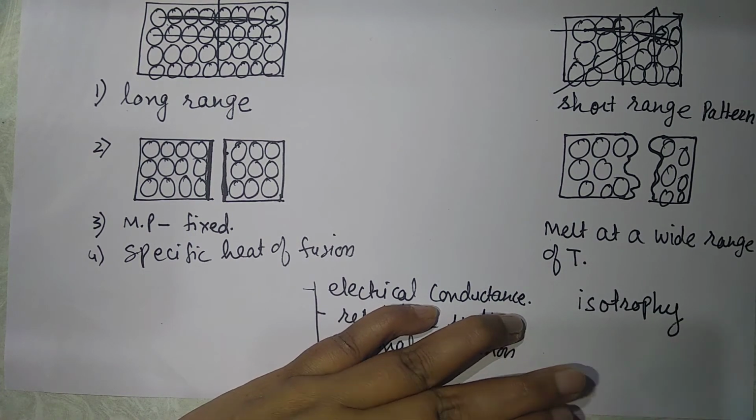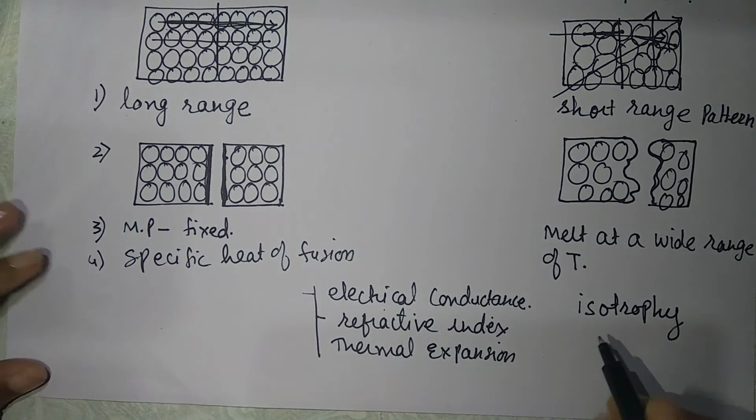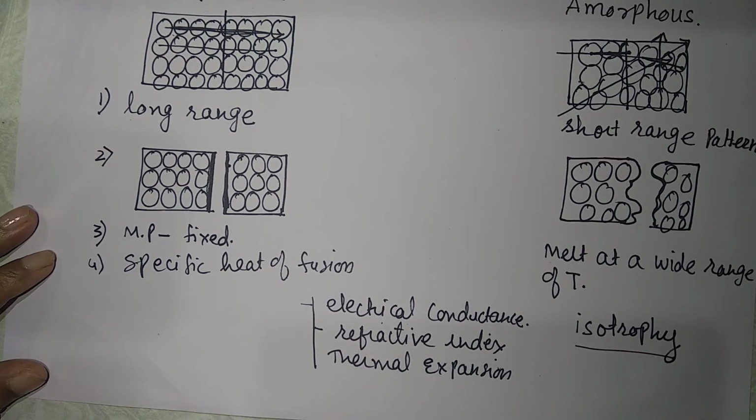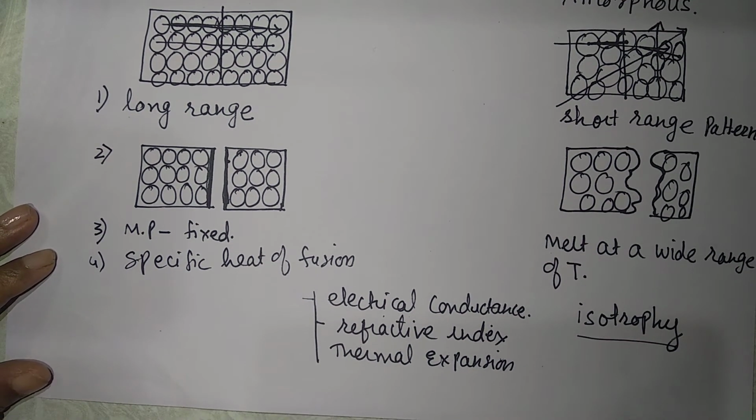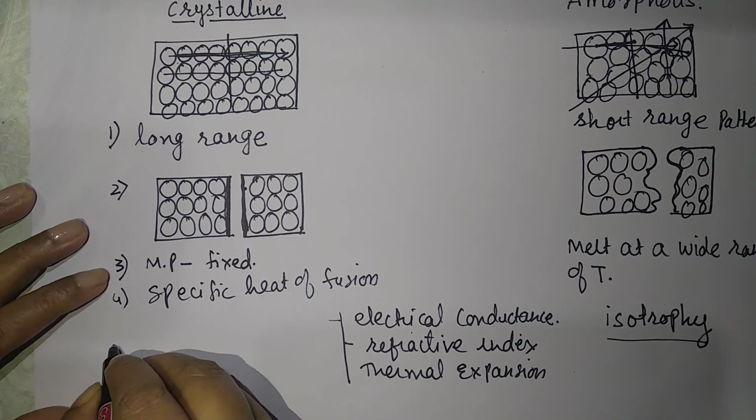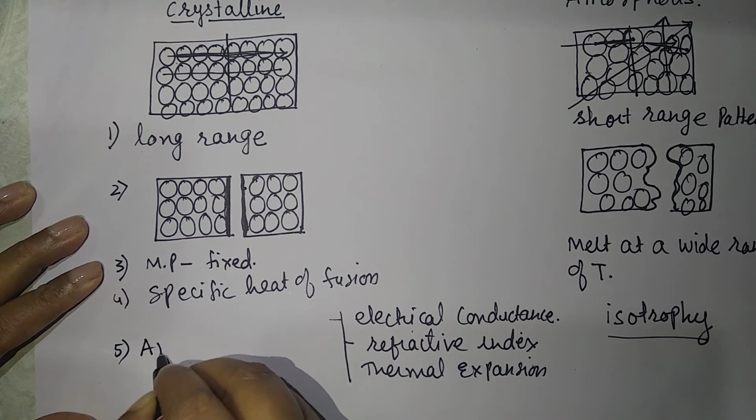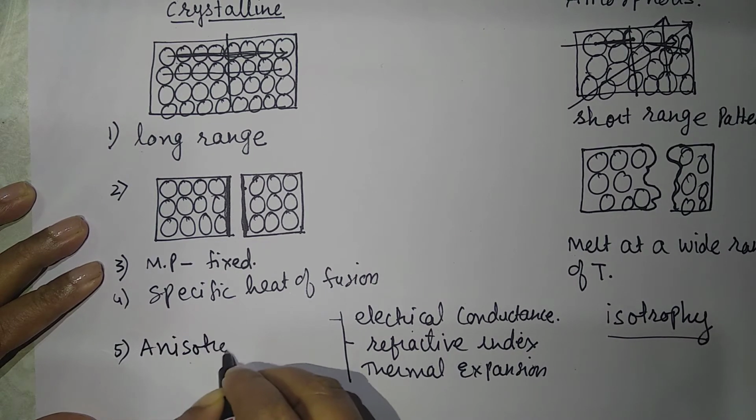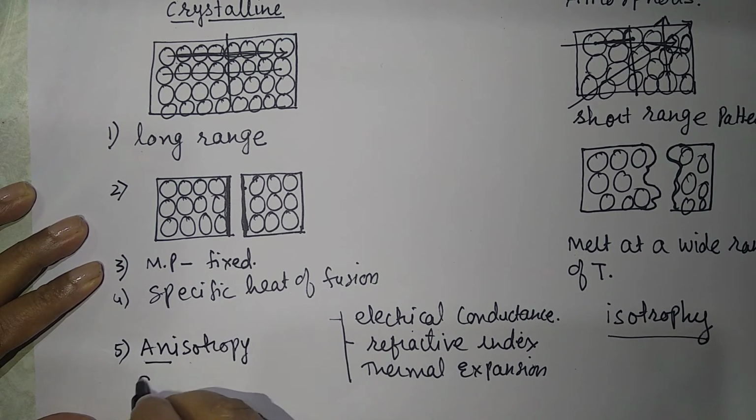And the substances, that is amorphous solids, exhibiting this isotropy, they are called isotropic compounds. Now let us see what is anisotropy. So the fifth point is, what is anisotropy? An means different.